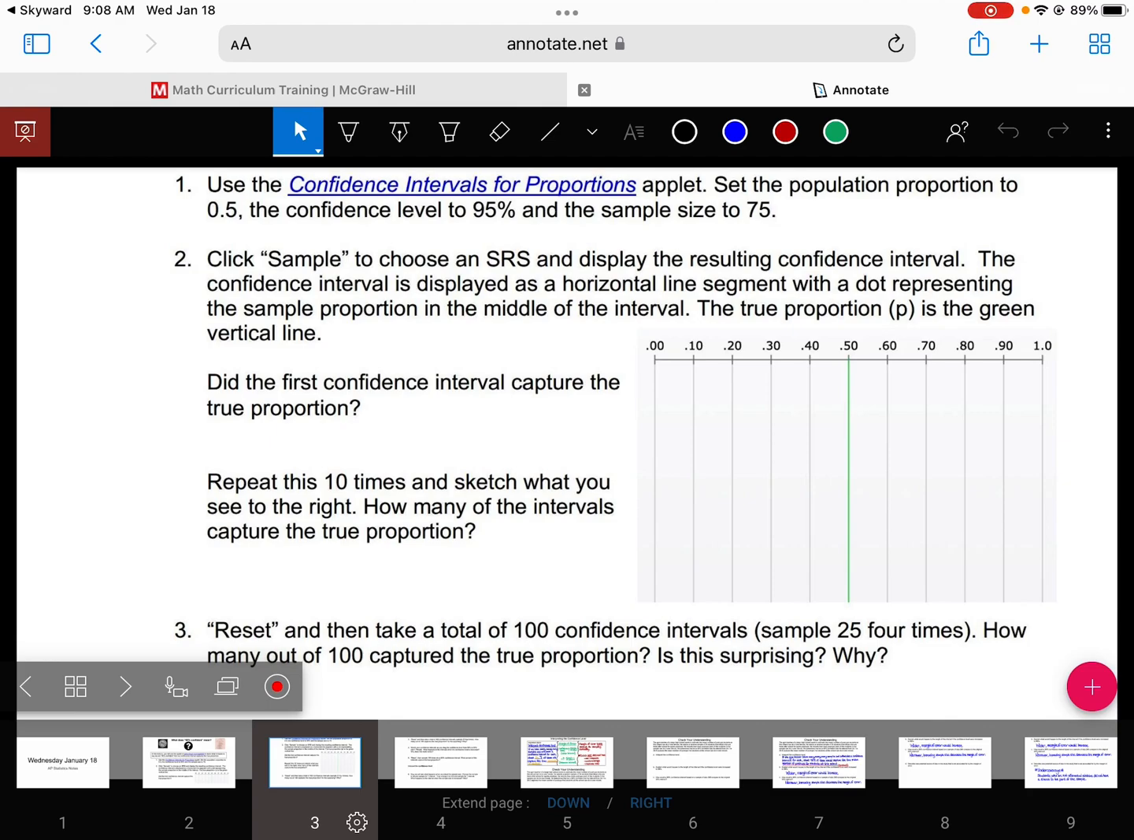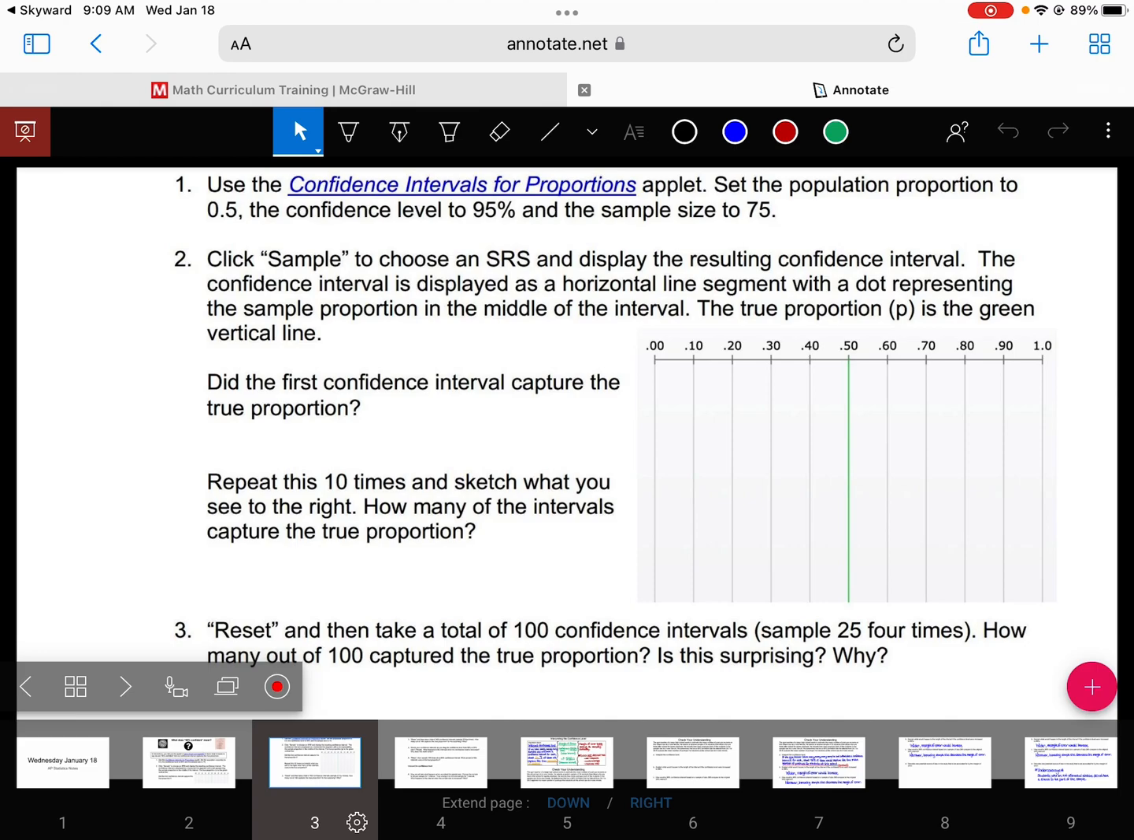Yes, sir. Of 10. You just had that one at the end that didn't, right? Last one. Yep. That's exactly what I want to see. So when I did the exact same thing up here, the only one on mine that missed that true proportion was the very first one.